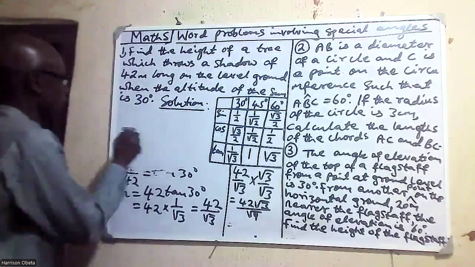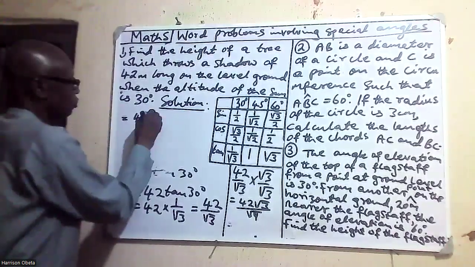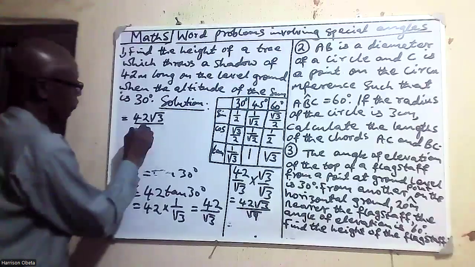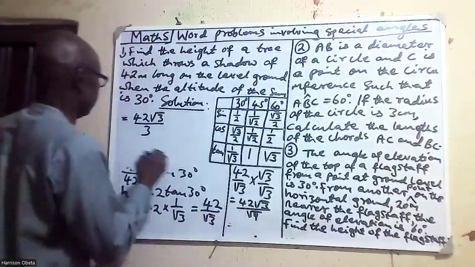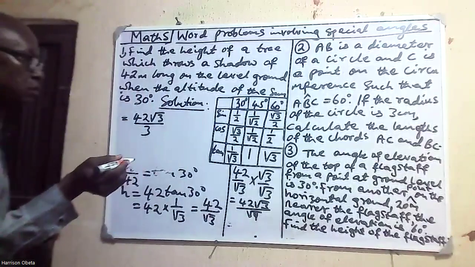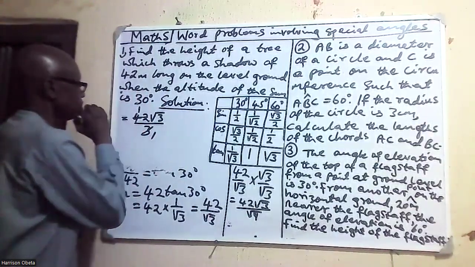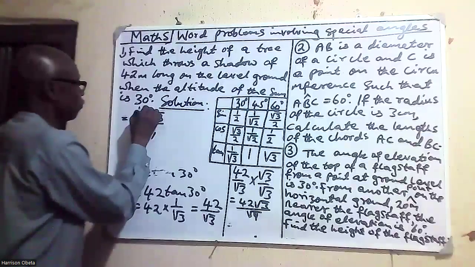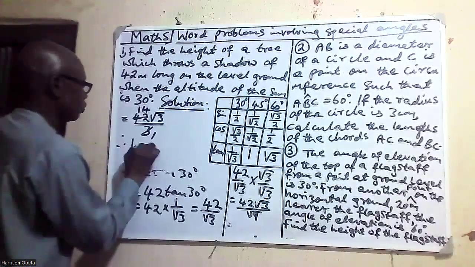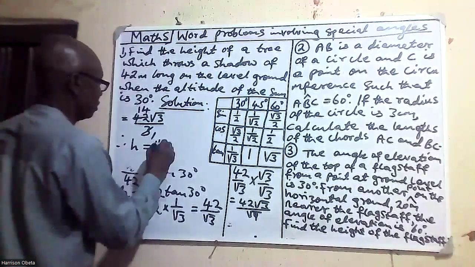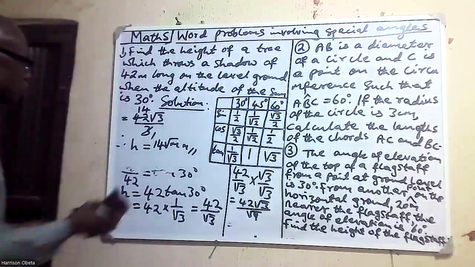And then we have H equal to 42 root 3 all over 3, because root 9 is 3. If you divide through by 3, 3 into 3 is 1, 3 into 42 is 14. So means that our H is equal to 14 root 3 meters. That is the answer to that.